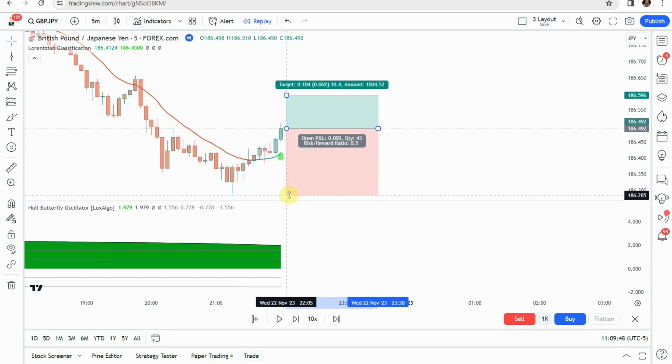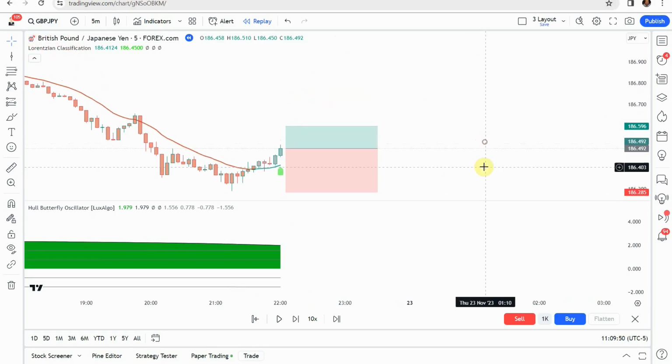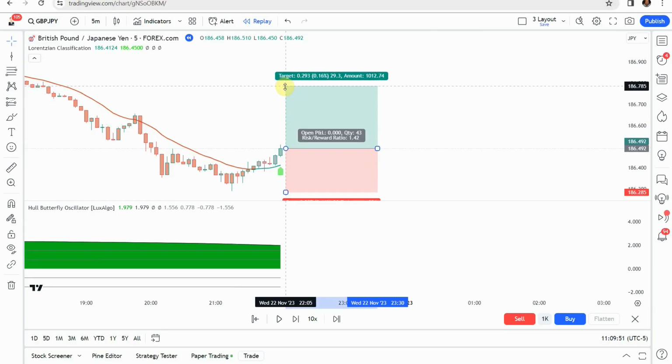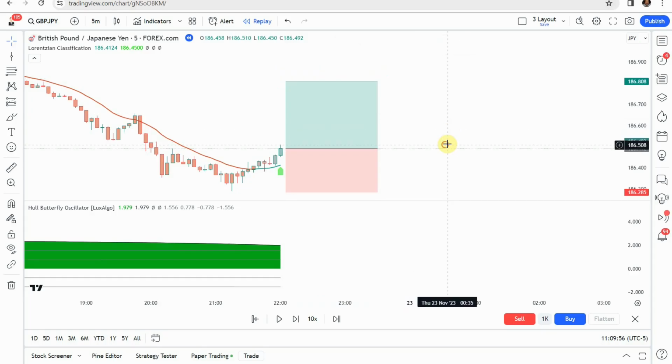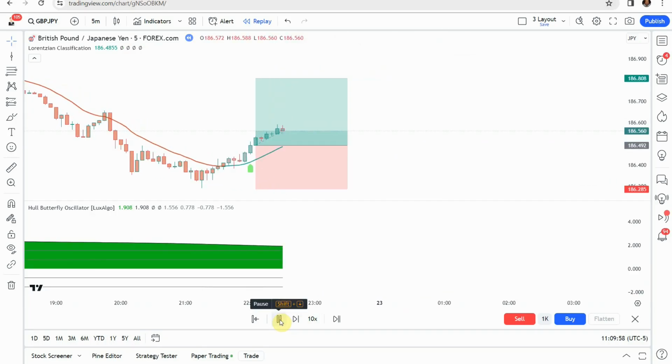Once again, we're going to set our stop right below the last swing, and we're going to target a 1 to 1.5 risk reward, just like before, right about there. Let's go ahead and play this one forward and see what we get out of it.